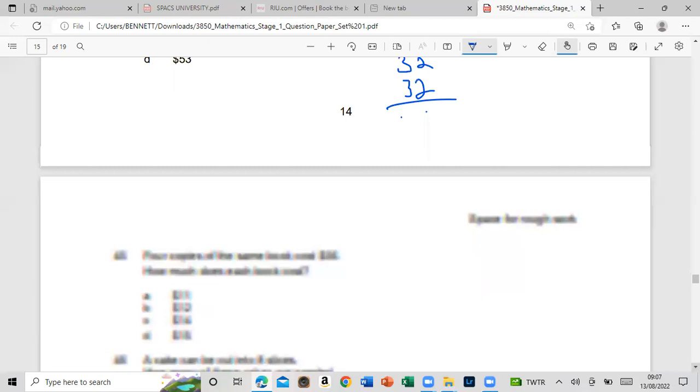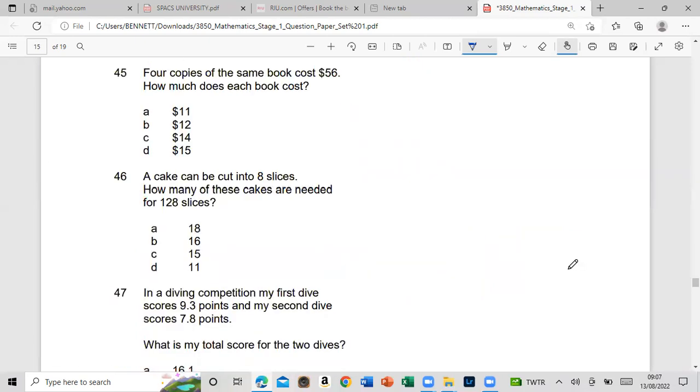Let's move on to 45. 4 copies of the same book cost $56. How much does each book cost? You went to school, you bought 4 books of the same book, and the person said the total bill is $56. How much for one book?